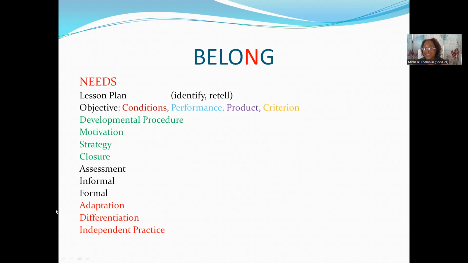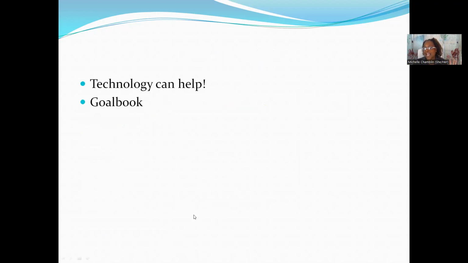So N, needs. And when we look at needs, there's a plethora of technology that can help us, such as Goldbook, which we'll learn about in another course, so I won't talk about it. And also our technology courses that we have. There's so much out there that can help us with our lesson planning and how to have student goals attached to what we're doing, and figure out how we can, in our classroom, help students when we're looking at specific IEP goals.